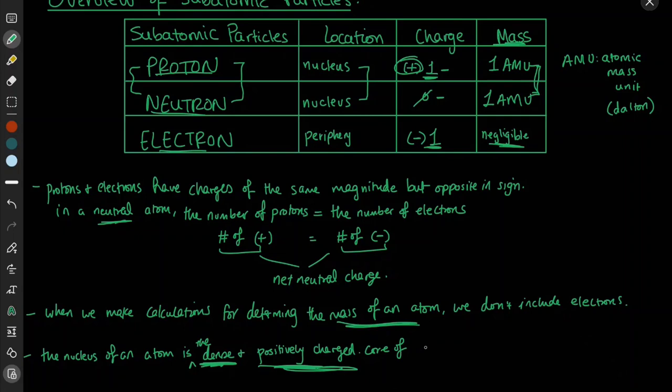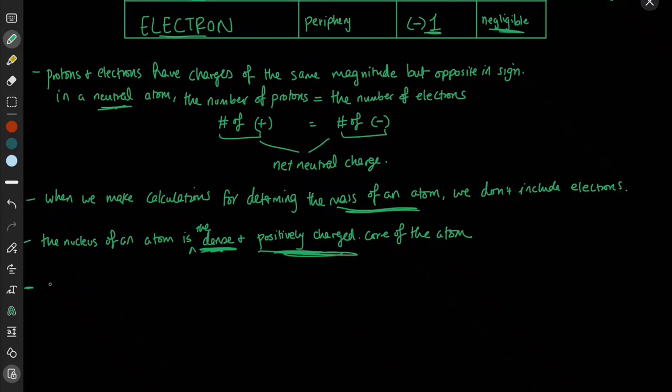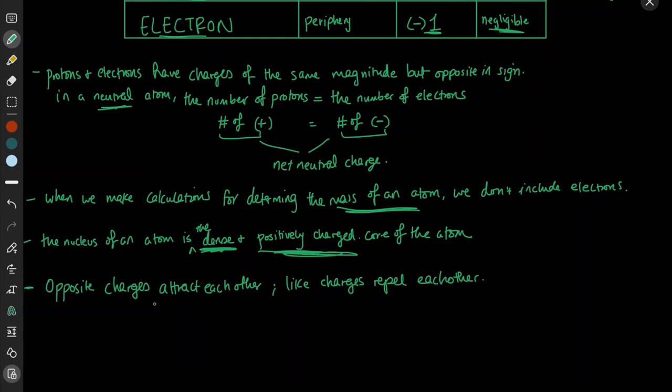Okay? Alright. So now let's make one more distinction, and this is actually kind of important. Let's do it the other way around. So opposite charges attract each other, and like charges repel each other. Right? So opposite charges attract each other, and like charges repel each other. Sort of like how we say opposites attract, right?